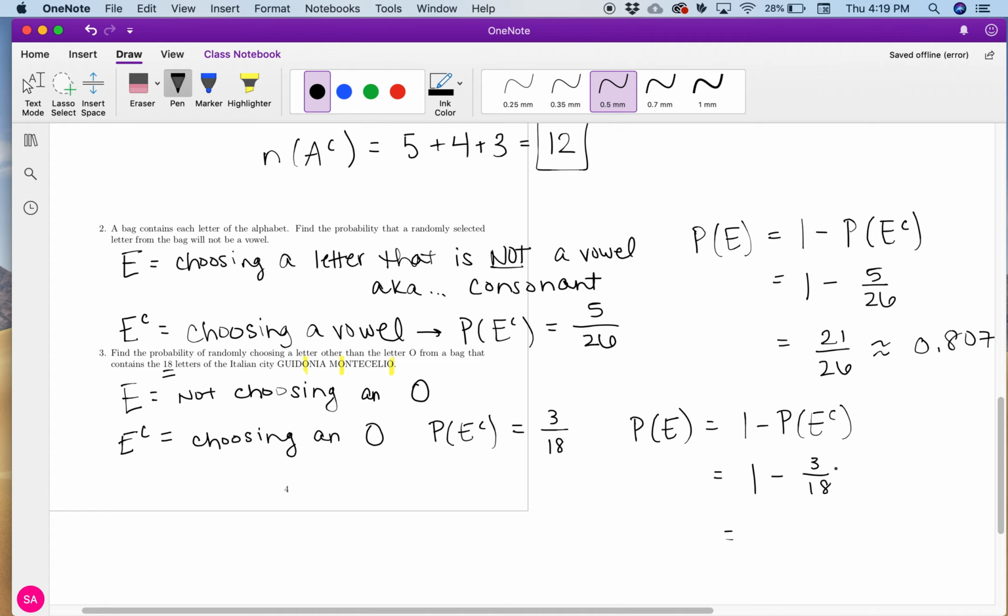And you can plug this right into a calculator like that, or you can simplify the fractions first. We get 15 over 18. Simplifying that to a decimal, we get 0.8333, and then to go to 5 decimal places, we have another 3.